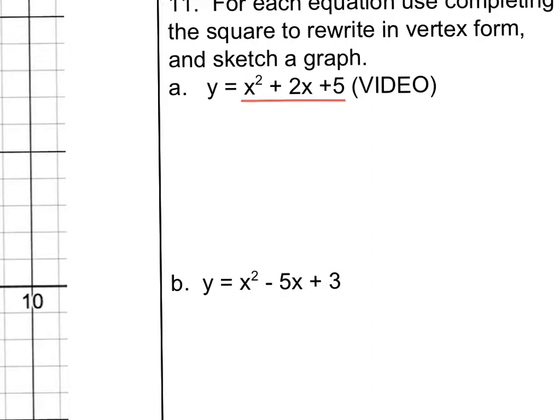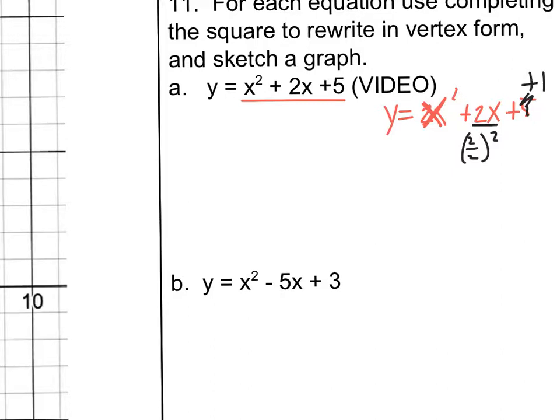The first piece of this is to figure out what my equation should be. If we've got x squared plus 2x plus 5, the way you figure out what it should be is to look at the middle term. In this case, it's 2x. We're going to divide it by 2 and square it. That means that instead of plus 5, this should be plus 1.